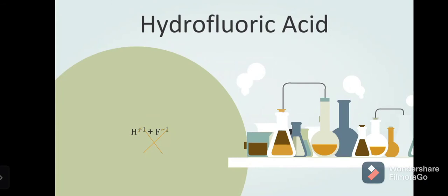So how did I get the superscript of positive 1 on hydrogen and the negative 1 on top of fluorine? We all know that hydrogen is included in group 1A and the fluorine is included in group 7A. So that's where I get the positive and negative 1 for hydrogen and fluorine.